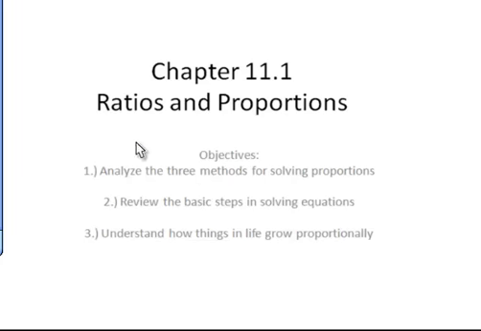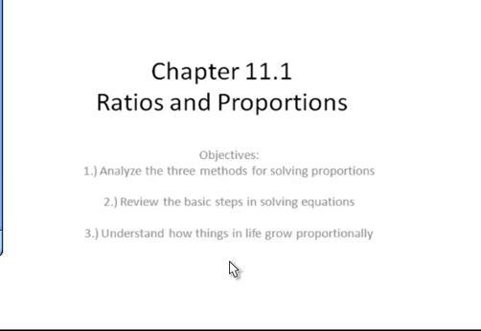Here are our objectives for this lesson. Number one is to analyze three different methods for solving proportions. I am going to, however, focus on one, which is called cross multiplication. That's pretty flaw-proof, so we're going to be looking at that in most detail. Number two, you're going to review the basic steps in solving equations. What you're going to see is that in this process of cross multiplication, we're going to be setting ourselves up with the equations that we need to solve. So we're going to need to review those steps.